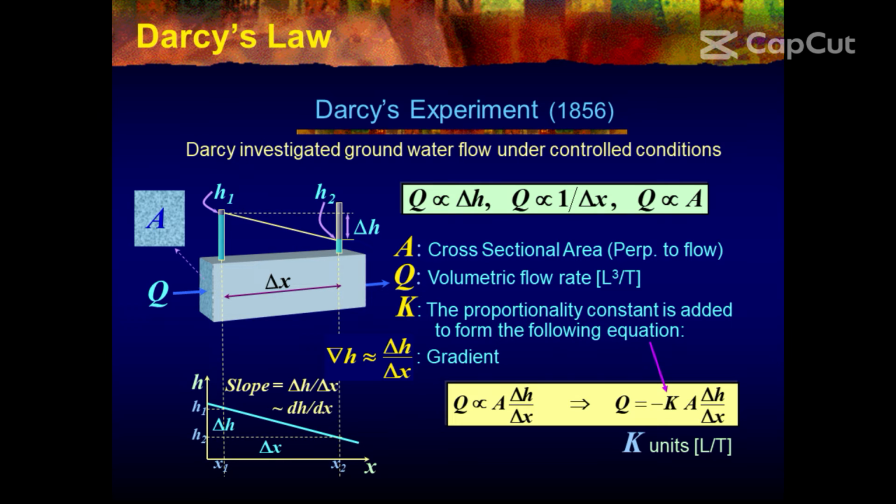You have minor losses and major losses. The major loss is due to frictional resistance. The minor loss is due to bends, due to change in the cross-sectional area and what have you.